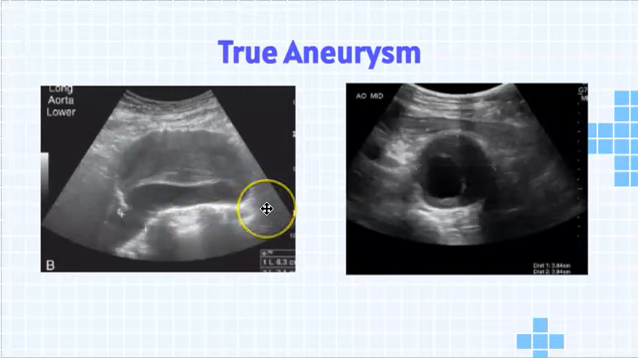Again, here's our true aneurysm. So here it is in our sagittal plane. So we have aorta here, aneurysm here. Here it is in our transverse plane. So aneurysm here, and then aorta is this anechoic structure here.